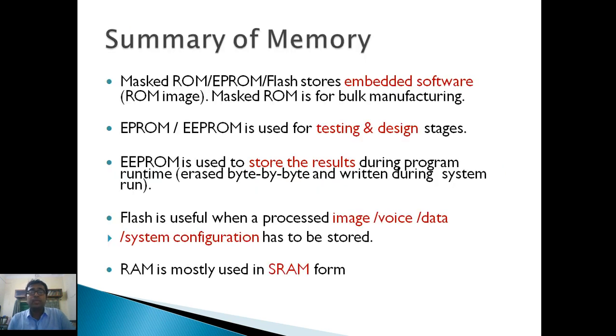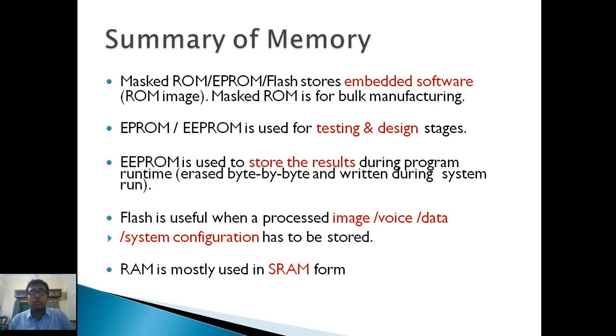The summary of memory: masked ROM, EPROM, flash store embedded software, the ROM image. Masked ROM is for bulk manufacturing. EPROM, erasable programmable ROM, is used for testing and design stages. These are very important. Masked ROM is for bulk manufacturing. EPROM is used for testing and design stages.